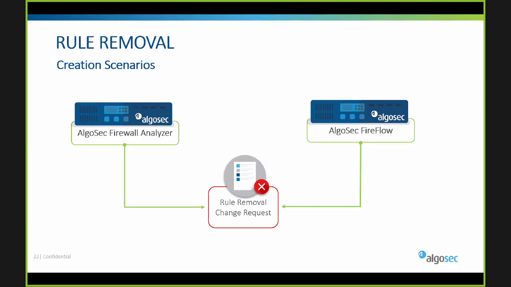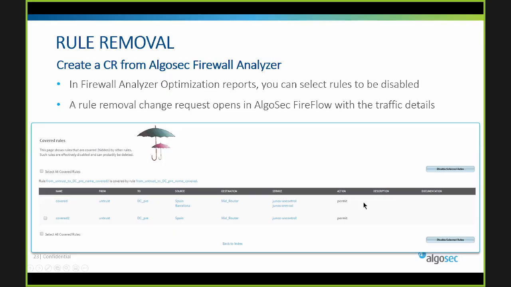One example might be, and again, we saw this morning in the optimization report, I see a redundant rule or a covered rule, and I click it and I say disable selected rule, if you remember. When you do that, it sends the information about that rule to Fireflow, and it populates the rule removal change request form. So that's one way. And we saw that, right?